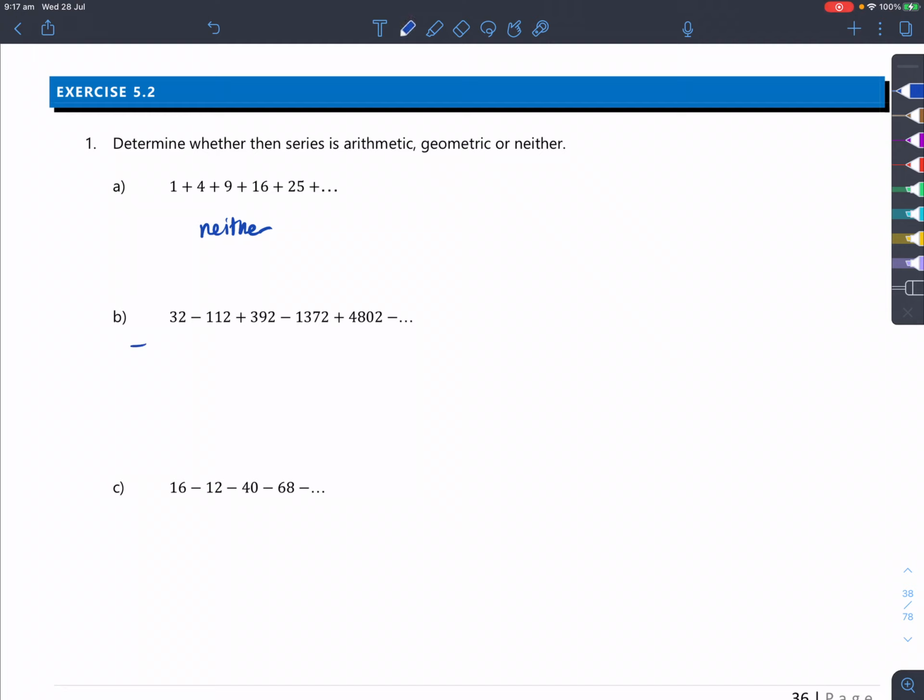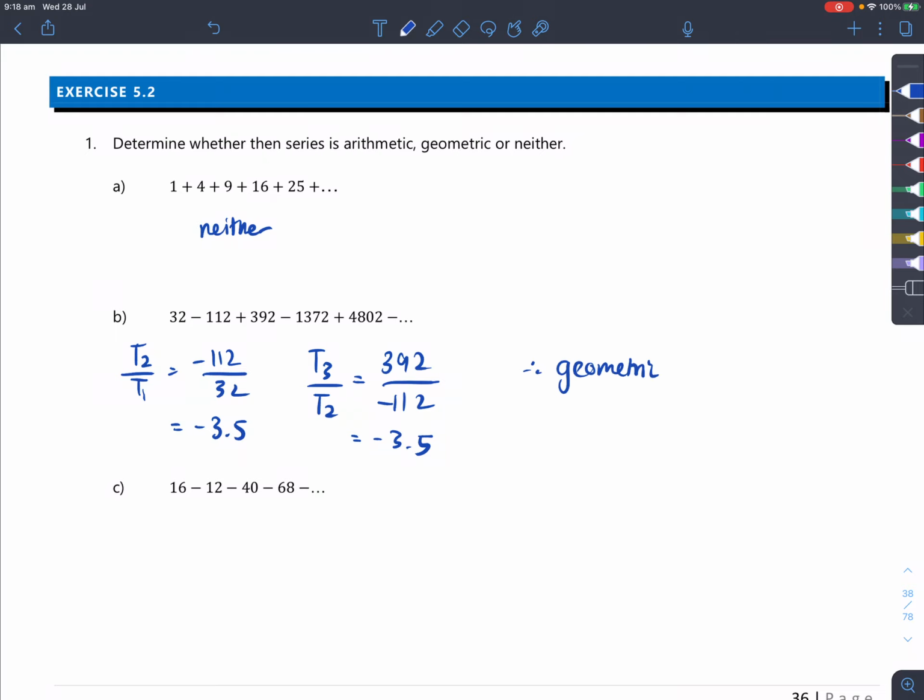Let's test. T2 over T1 will be negative 112 over 32. So by doing that, I get negative 3.5. Now if I test the same thing for term 3 over term 2, I get 392 over negative 112. So 392 divided by negative 112 would also be negative 3.5. And just check it one more time on your calculator for the next one. And I'm just checking that, and it is. So we can say, therefore, it's geometric, since the ratios are the same.